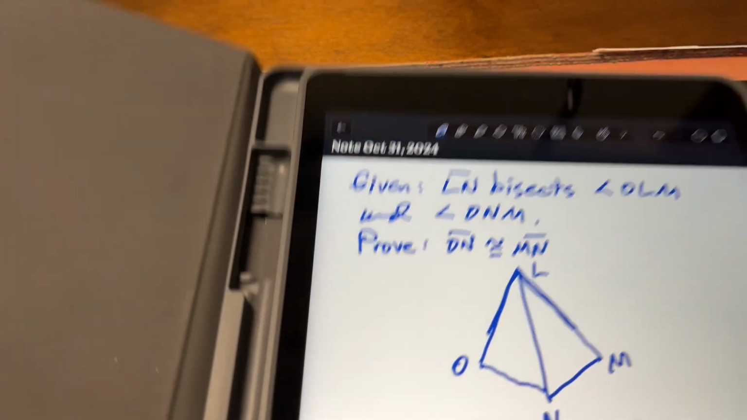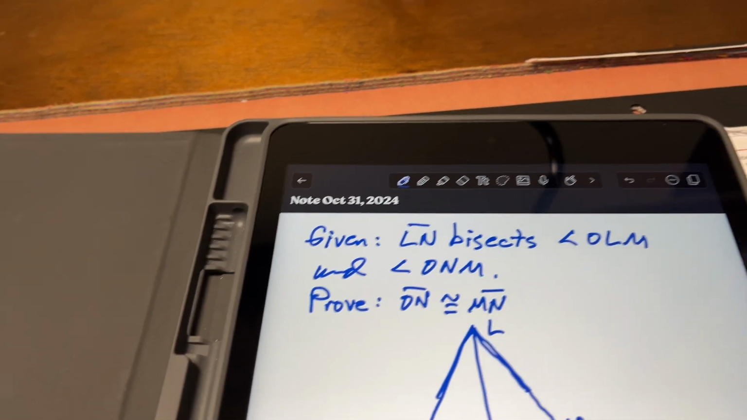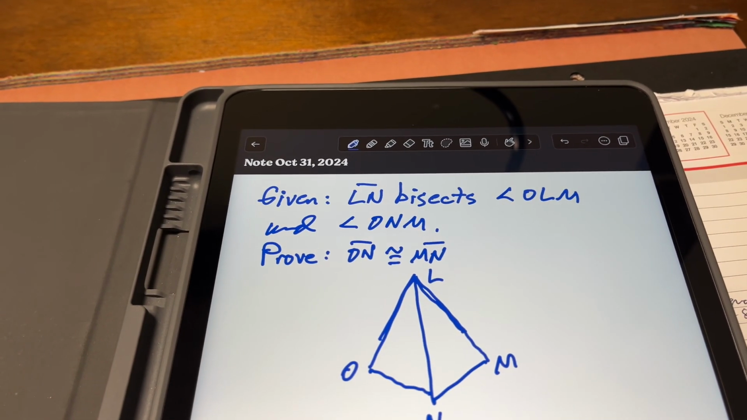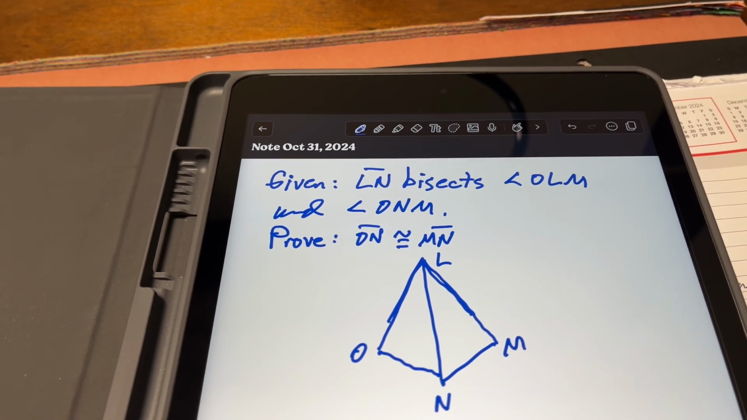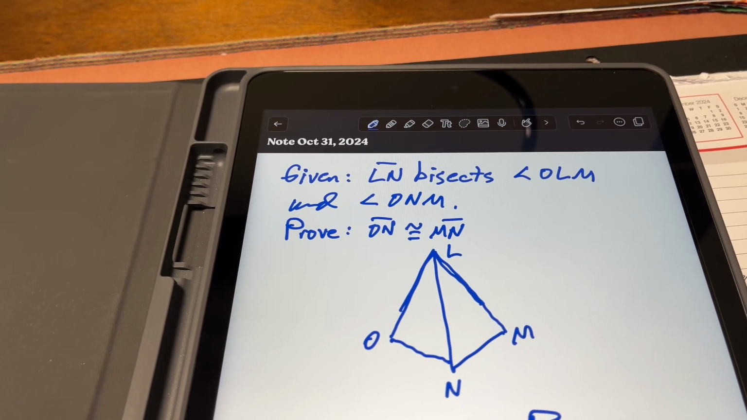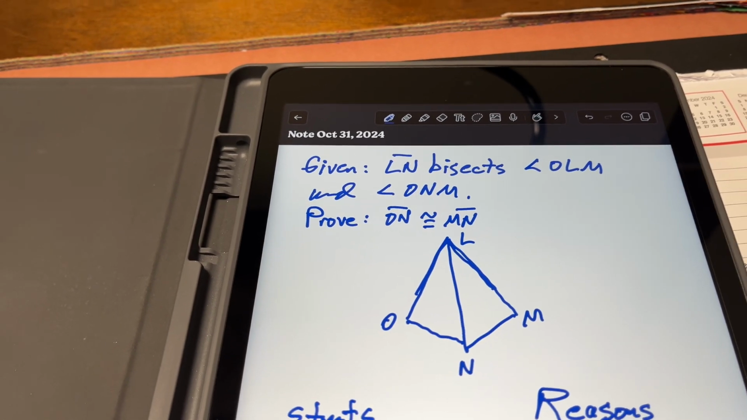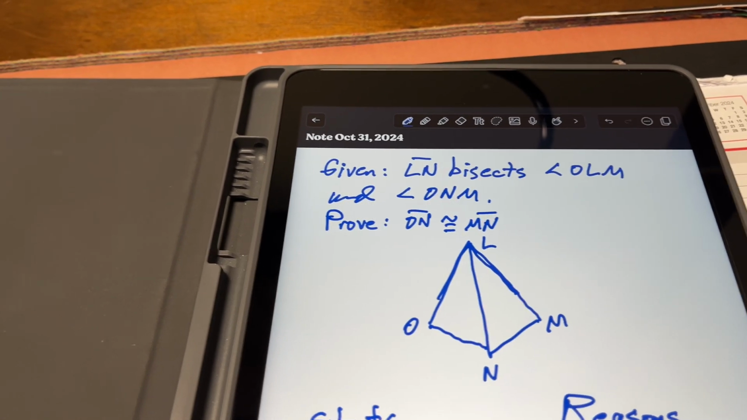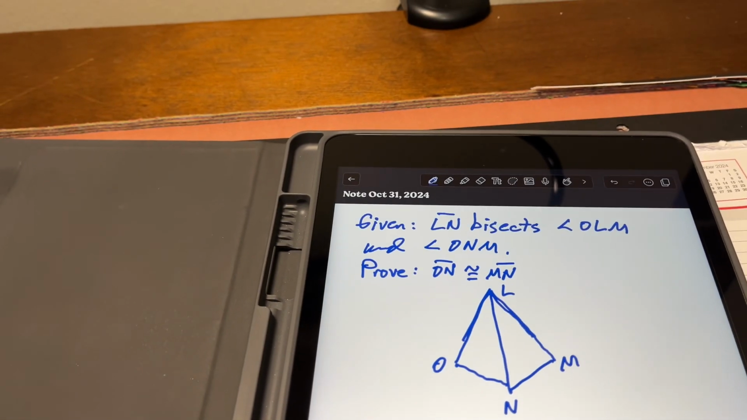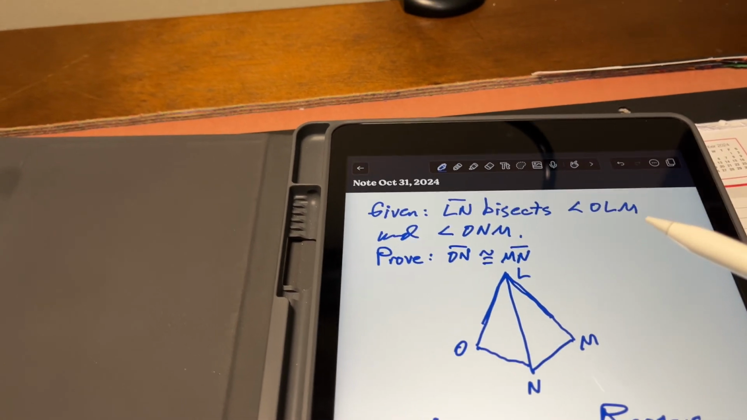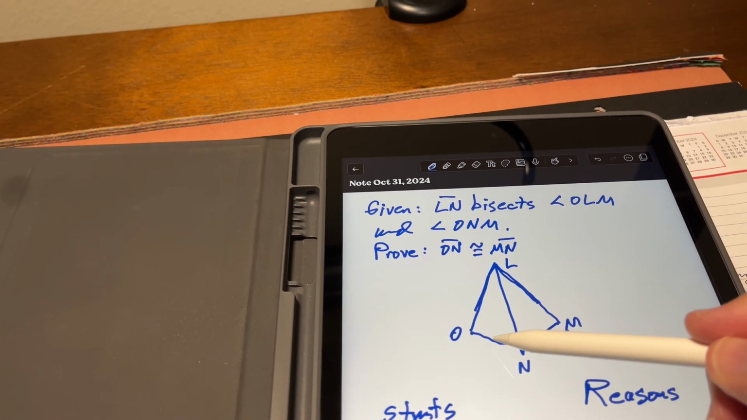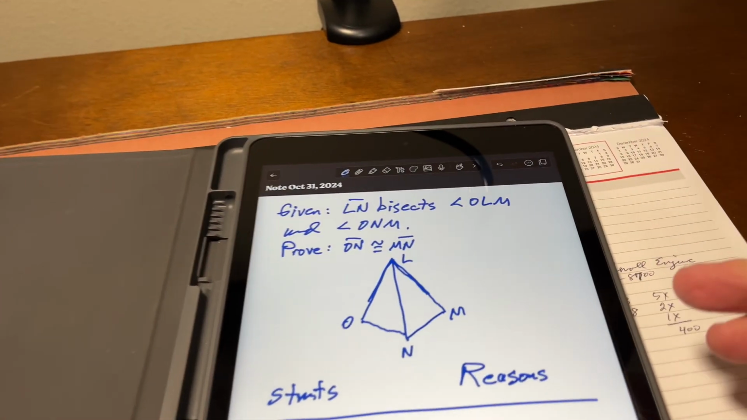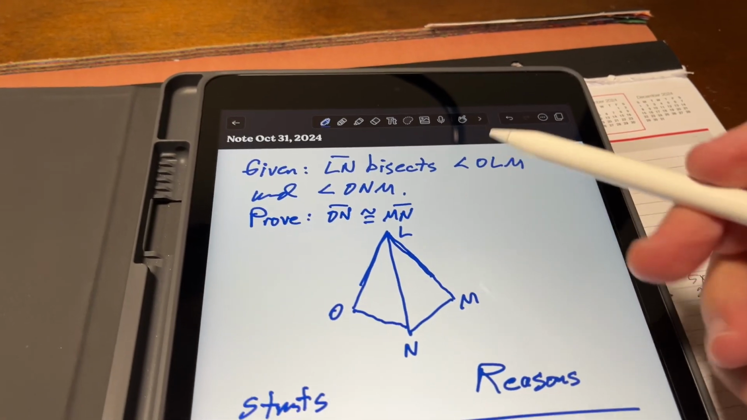All right, let's do a geometric proof. So given that line LN bisects angle OLM and angle ONM, prove that segment ON is congruent to segment MN. So we're trying to prove that this segment is congruent to that segment. So when we're thinking about this, we do need to think of an overall strategy.